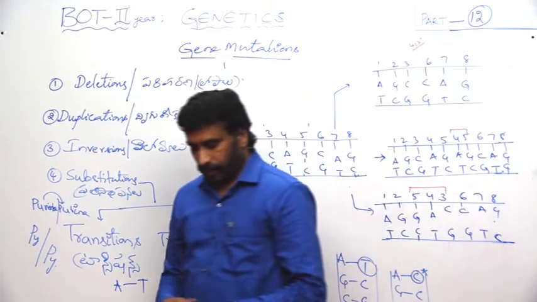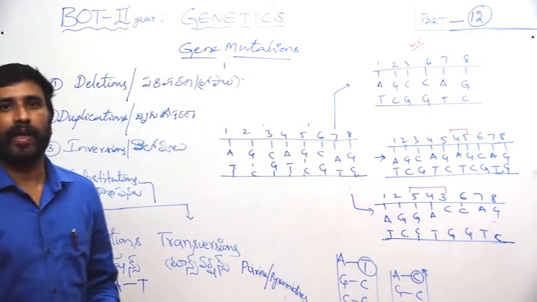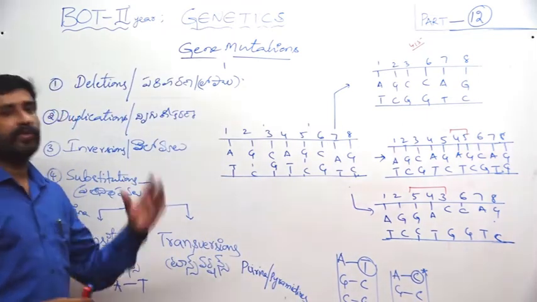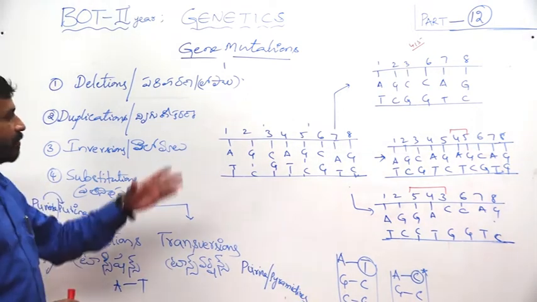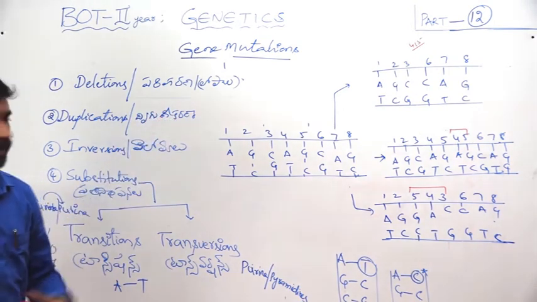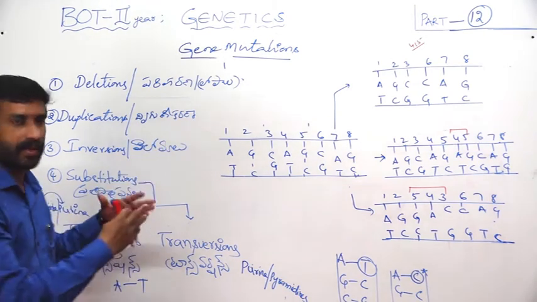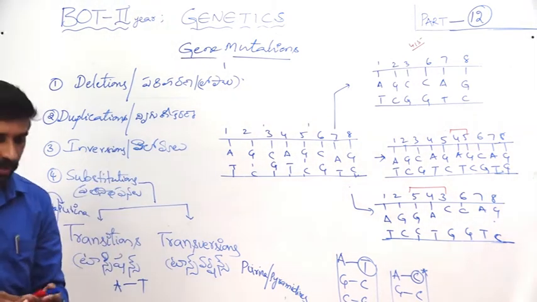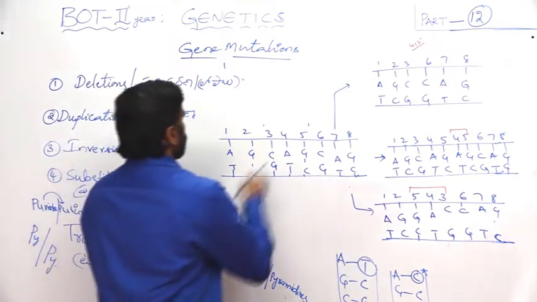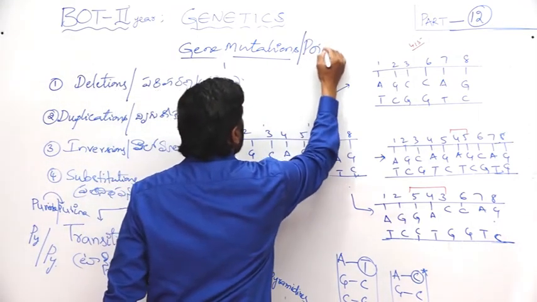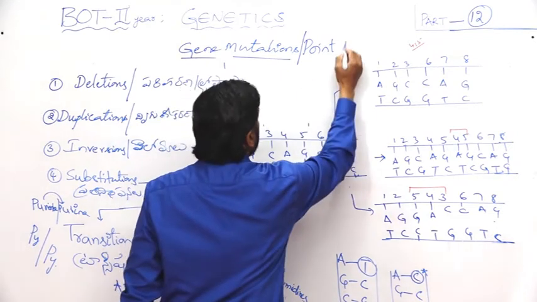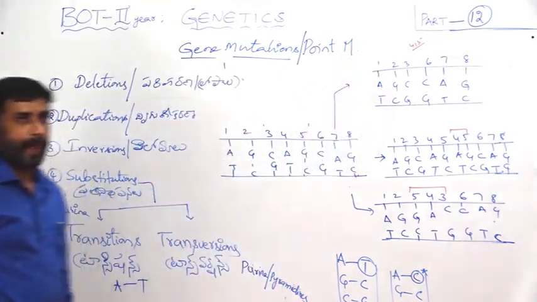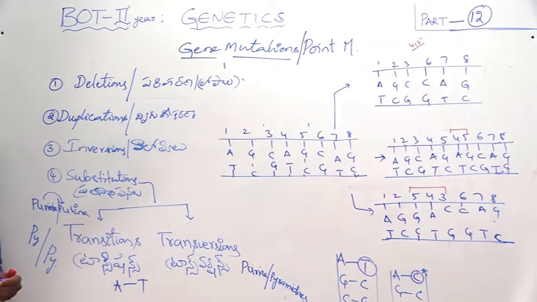Hello students. In this session, we are going to discuss gene mutations, linkage and recombinations. This is the remaining part in the mutations, the last concept: gene mutations, which are also known as point mutations. Since they occur at a specific point in a gene, these are also known as point mutations. So what are gene mutations?